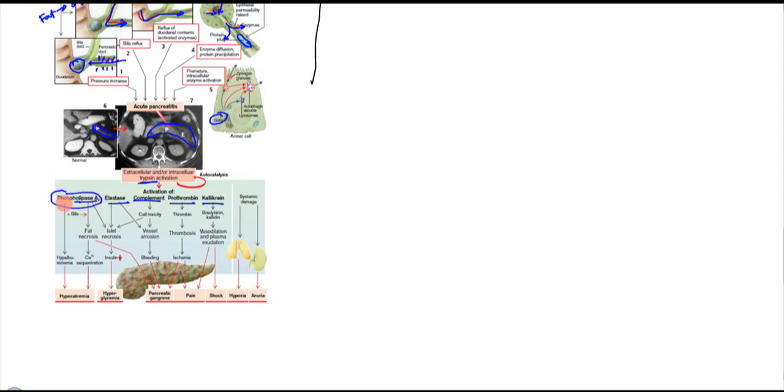Phospholipase has a lot of effects. It'll start breaking down fat, leading to fat necrosis, and fat necrosis leads to calcium sequestration, which is called lipoid necrosis, eventually leading to hypocalcemia because of that calcium sequestration. Not only that, but phospholipase goes into the lungs and breaks down lung surfactant, and this can lead to ARDS, and then of course hypoxia.